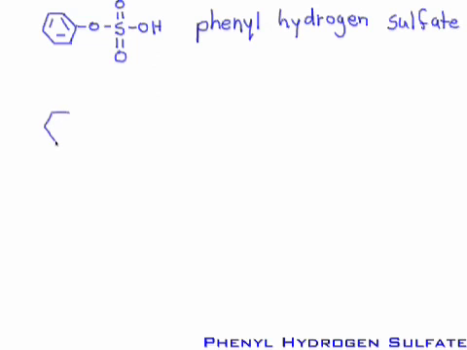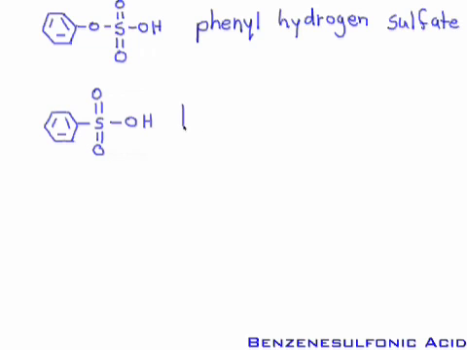But phenyl hydrogen sulfate is not this molecule. And students often mix up these two names. These two molecules are different. Notice the phenyl in the top molecule is attached to oxygen and not the sulfur. In the bottom molecule, the phenyl is attached to sulfur. This bottom molecule is called benzenesulfonic acid.